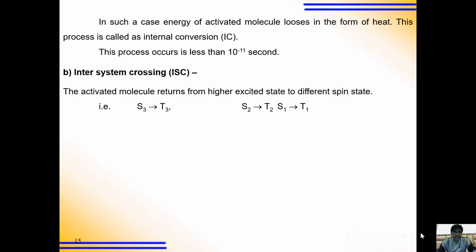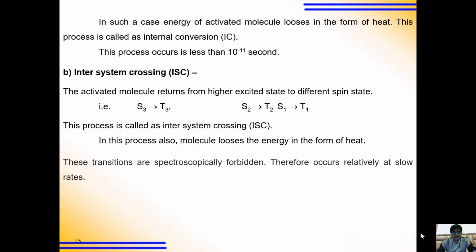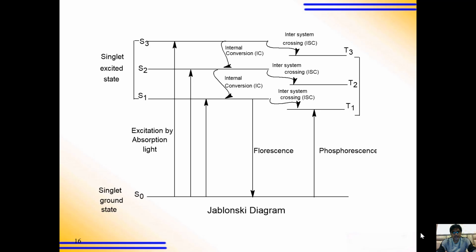The second type of non-radiative transition is inter-system crossing, also called ISC. The activated molecules return from a higher excited state to a different spin state, that is S3 to T3, S2 to T2, S1 to T1. In this process also the molecule loses energy in the form of heat. These transitions are spectroscopically forbidden, therefore they occur at a relatively slow rate.